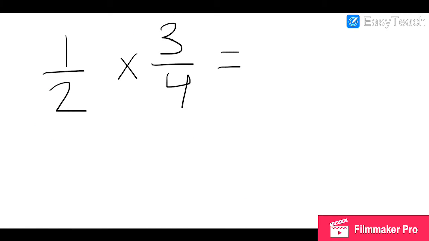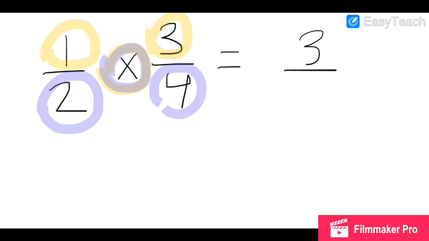Did you know I could have also solved this a different way? I could have multiplied straight across. I could have multiplied my numerators, and then I could have multiplied my denominators. Let's take a look. I could have done 1 times 3 equals 3, and then I could have done 2 times 4 equals 8. 1/2 times 3/4 equals 3/8. I got the same answer when I used the area model. Both ways work just as good.